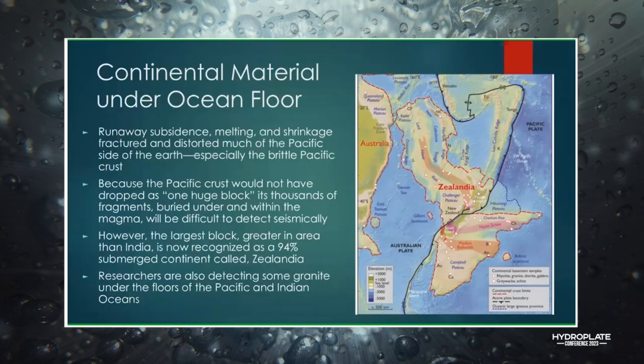So to me, it's amazing validation of some of the predictions of hydroplate theory. We see that there is continental material there, indicating that at one point in the past, that likely was the original surface of the Earth. And the same is likely true of other parts of the Pacific as we continue to look for granite, which would have been the original crustal material down beneath the floor of the Pacific and Indian Oceans.